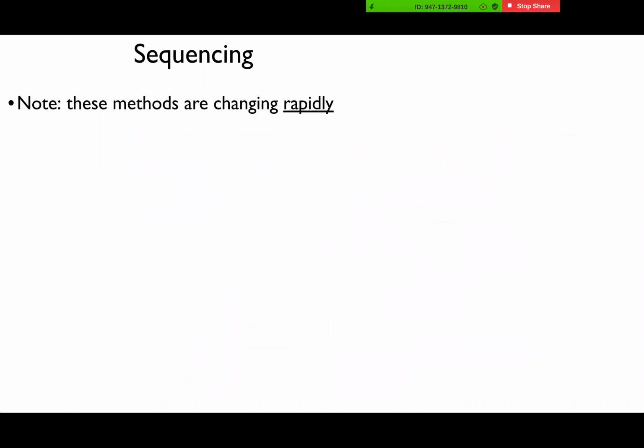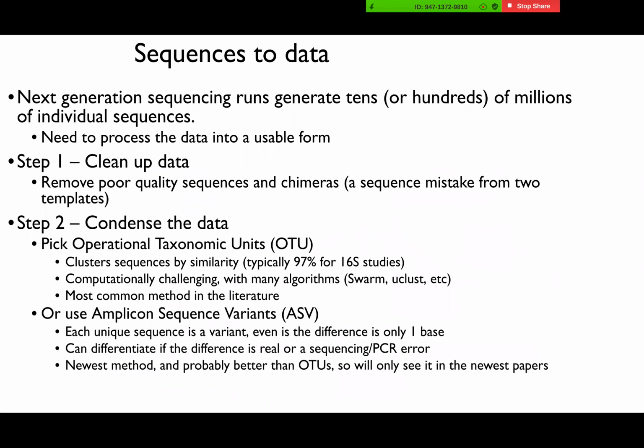Now, sequencing itself, the methods themselves change rapidly. So, when I started grad school in the early 2010s, we were using one type of sequencing. And by the time I graduated from grad school, we were using a completely other type of sequencing technology. So it just varies.